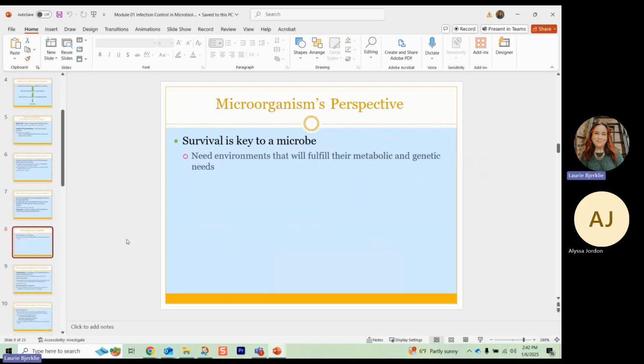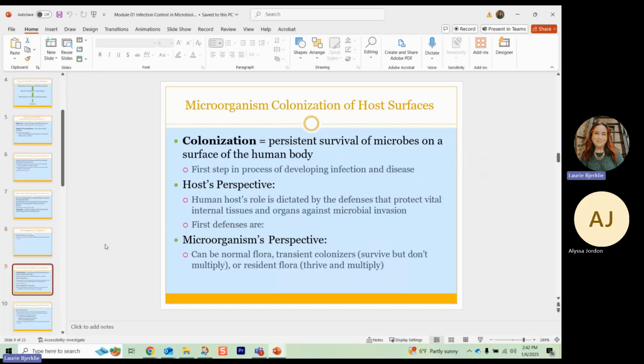All right, survival, as I said before, is the key to a microbe. It wants an environment that's going to fulfill its needs and give it energy to thrive. So it's always searching that environment out, and unfortunately, it loves us. Another term for this is colonization, and you do need to know that. That is the persistent survival of that microbe on the surface of your body. That is the very first step toward causing disease or infection. So it's surviving, it's hanging out. That's colonization.